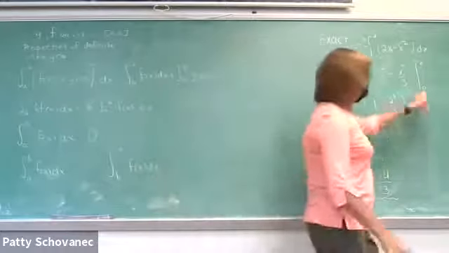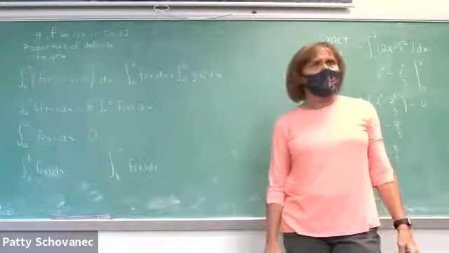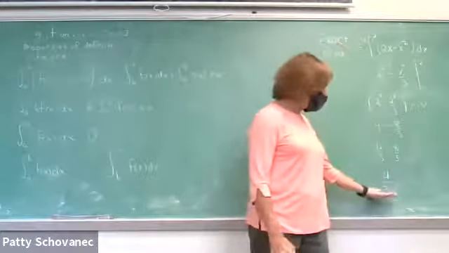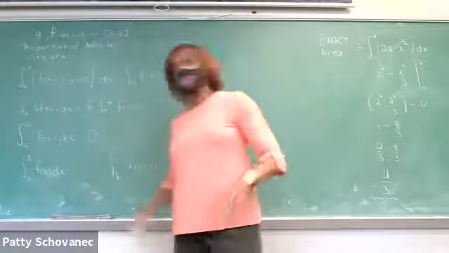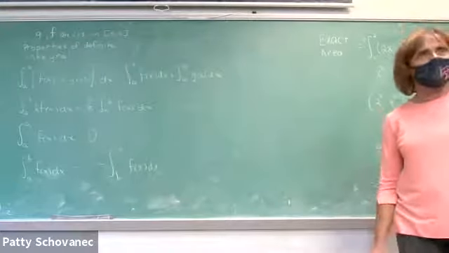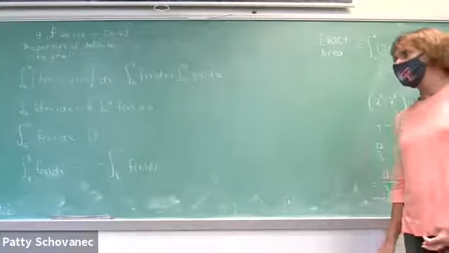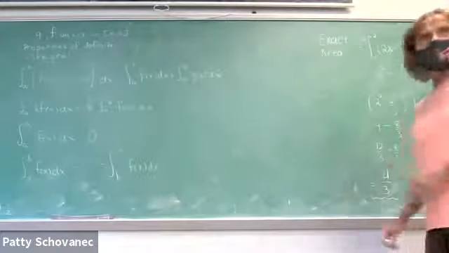What kind of number would you get if I put the 0 in first and then subtracted the 2? You'd get the same thing, but negative. If you change the order of integration, you just change the sign of the number on the end. If you find the area from here to here, it's the same as if you go from there to there, but opposite in sign.